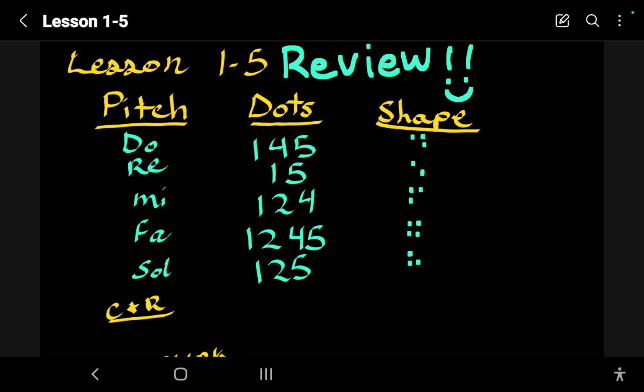Now I'm going to give you the dot numbers, and you provide the solfege, the pitch that goes with that combination of numbers. So if I said 1, 5, you would say re, or you could also write this down too. Okay, so here's the first one. Again, I'm just going to randomly call them.